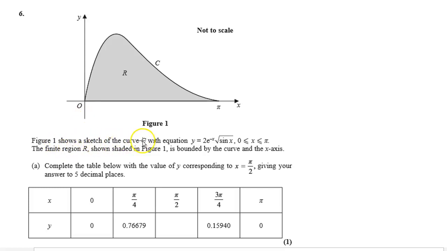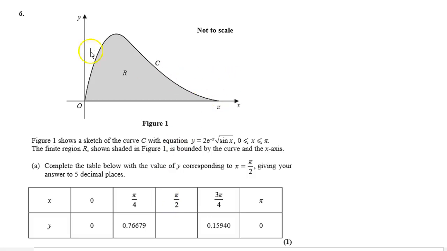Figure shows a sketch of curve C with the equation y is equal to 2e to the power minus x root sin x, where x is greater than or equal to 0 and less than pi. The finite region R shown in figure 1 is bounded by the curve and the x-axis from 0 to pi. Complete the table below.